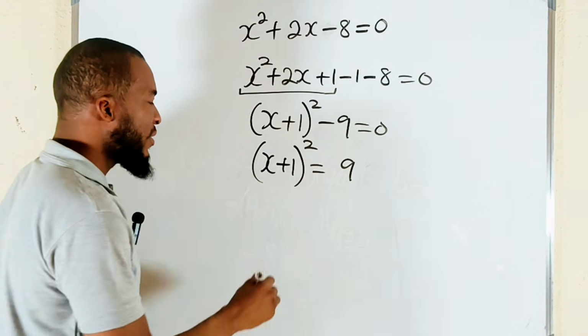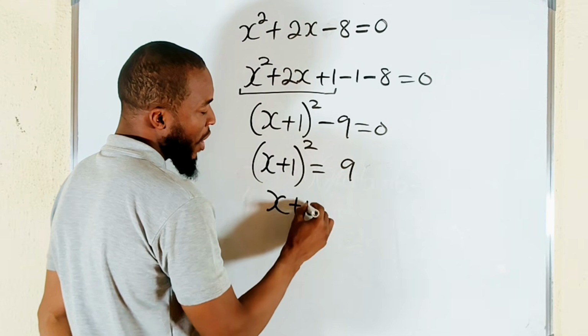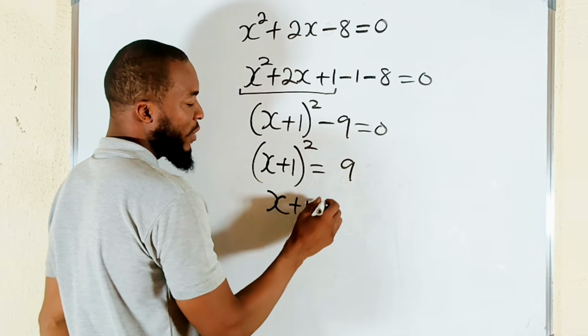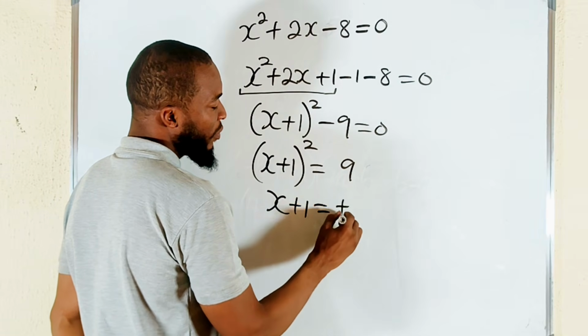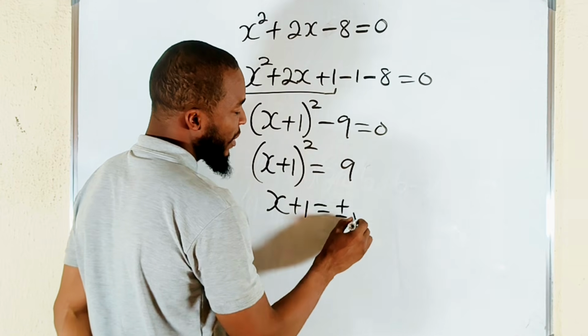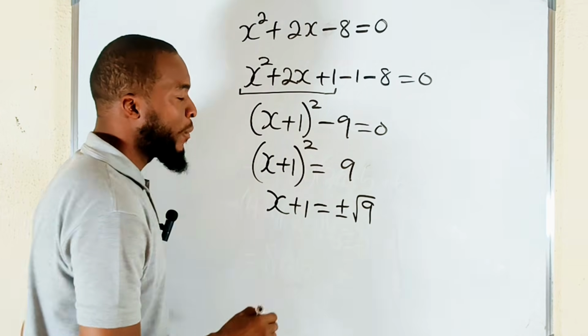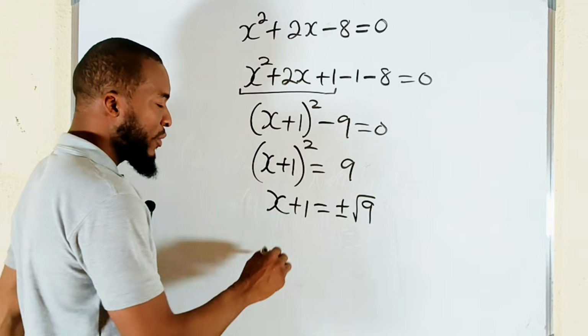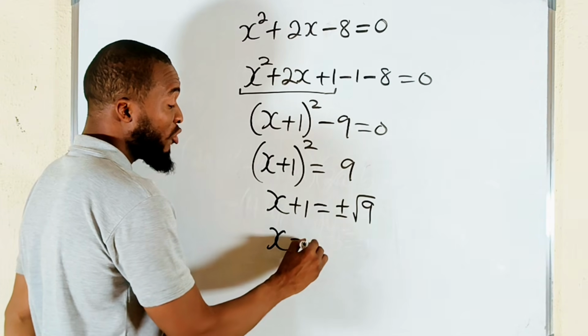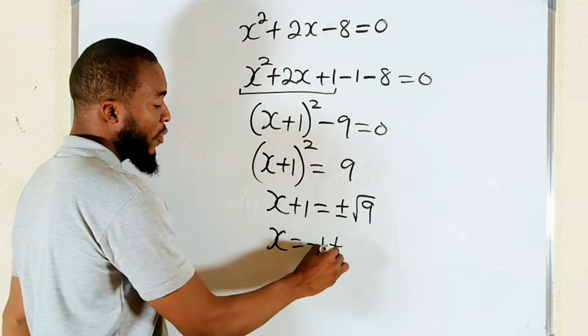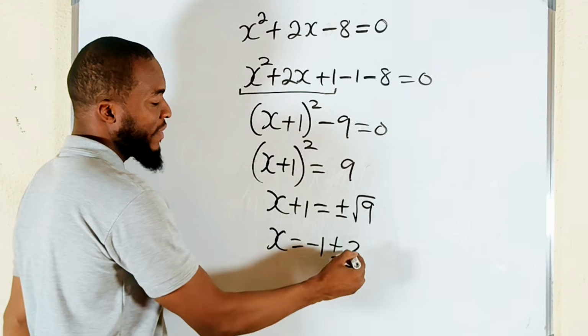Take the square root of both sides. x plus 1, after taking the square root, the power of 2 will be eliminated. But make sure to attach plus or minus square root of 9. Next, take 1 to the right, which is going to transform it to negative 1. Plus or minus square root of 9 is 3.